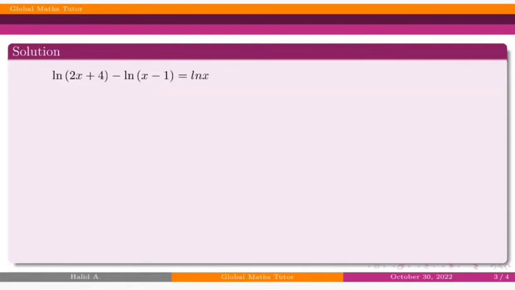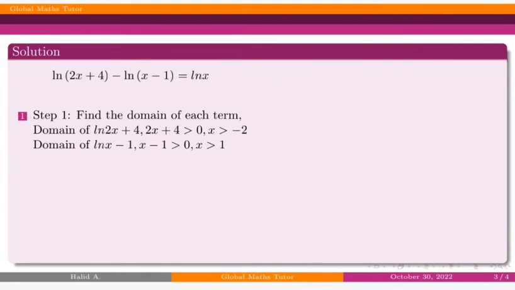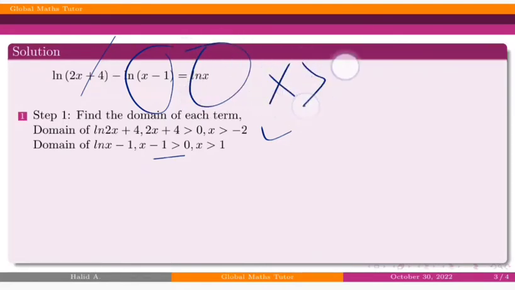Okay, the first step is finding the domains for each term. For the first term, ln of 2x plus 4, 2x plus 4 must be greater than 0. It means x is greater than minus 2. And for the second term, x minus 1 must be greater than 0. It means x is greater than 1. And for the third term, x must be greater than 0.